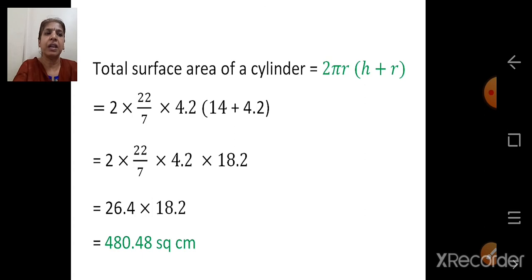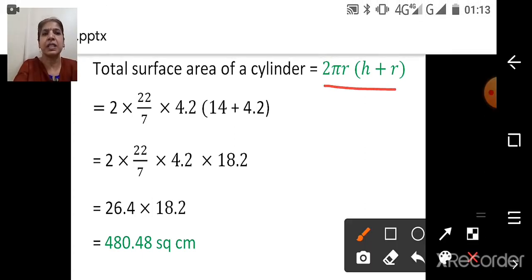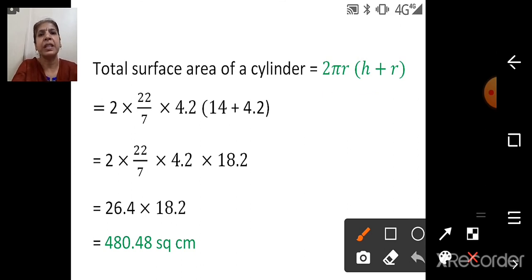First thing, write the formula, and the formula is 2 pi r, then in the bracket h plus r. Yes children, now by this time you should be able to do it. Substitute the values. So values are 2 into 22 upon 7 into 4.2, and then in the bracket you have to add 14 plus 4.2. Then the next step, 2 into 22 upon 7 into 4.2, and the bracket part is 14 plus 4.2. Yes, it is 18.2.